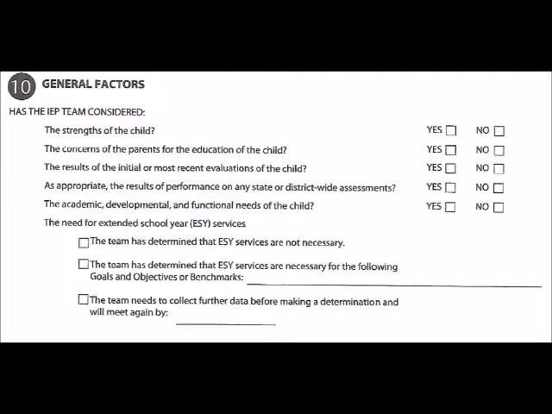Section 10 is the double check. And it says, the team has considered the strength of the child, the concerns of the parent, the results of testing, and it goes on, and this is where the team checks off, yes, we did think about this, yes, it was considered, and if they check no, I would go back and reconsider the IEP. Or have a really good explanation why.